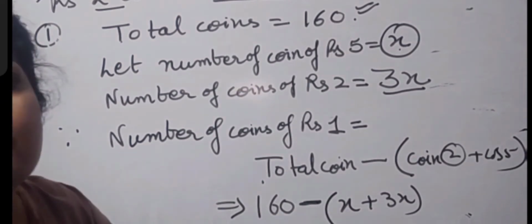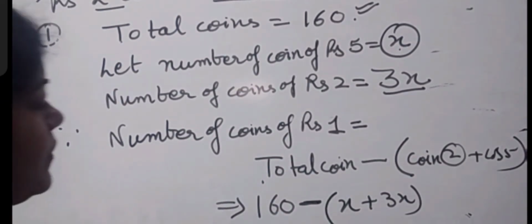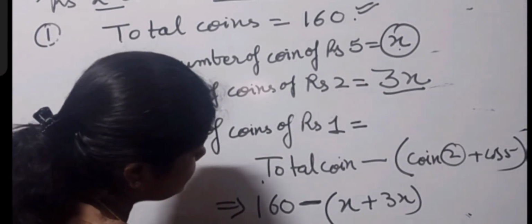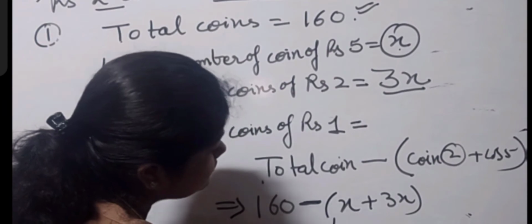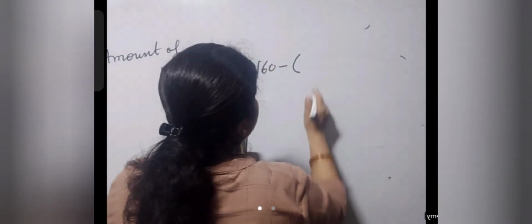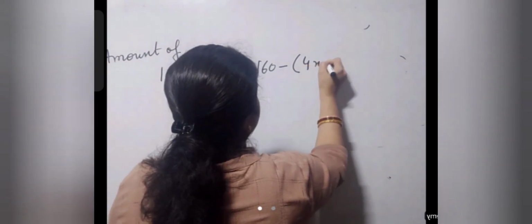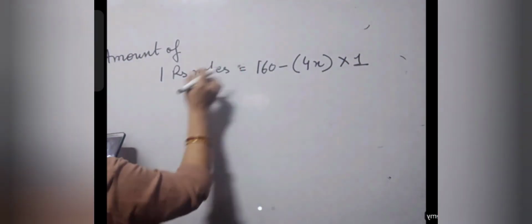Any problem or not? Or I will explain again. No, ma'am. So what do we get? 160 minus 4x, which is 160 minus (x plus 3x). In this way we have to solve.